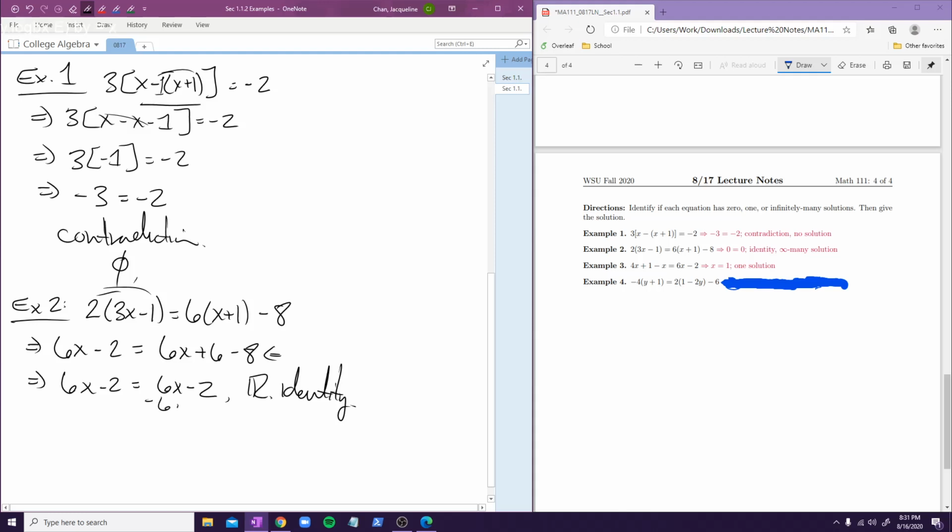What we can do is subtract 6x from both sides, and we get 6x minus 6x, that's 0x, minus 2. 6x minus 6x, that's also 0x, bringing down the negative 2. Right? As you can see, negative 2 is equal to negative 2. So then right there you can tell me it's an identity. Either step, that's when you can say it's an identity.